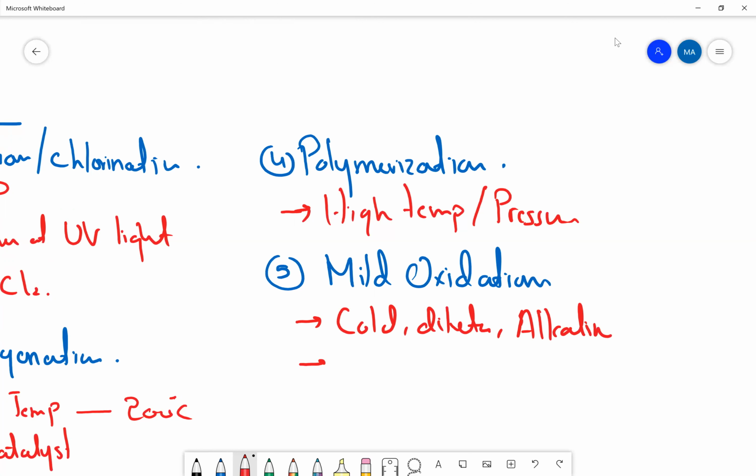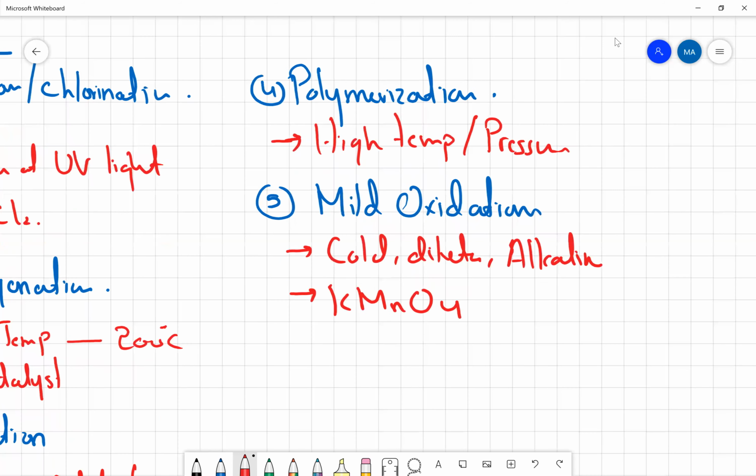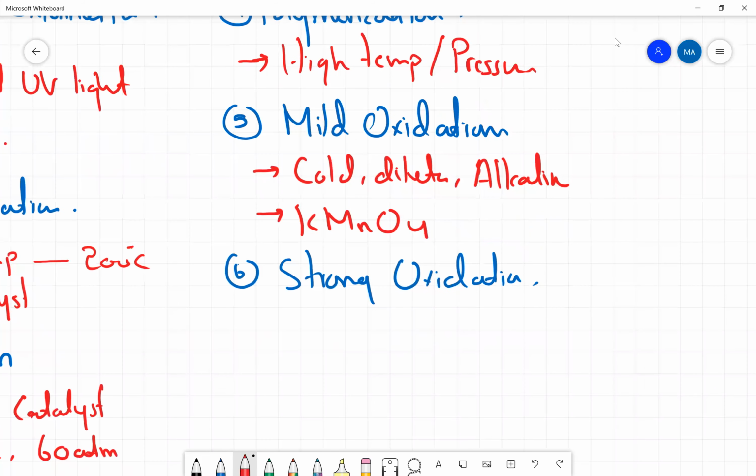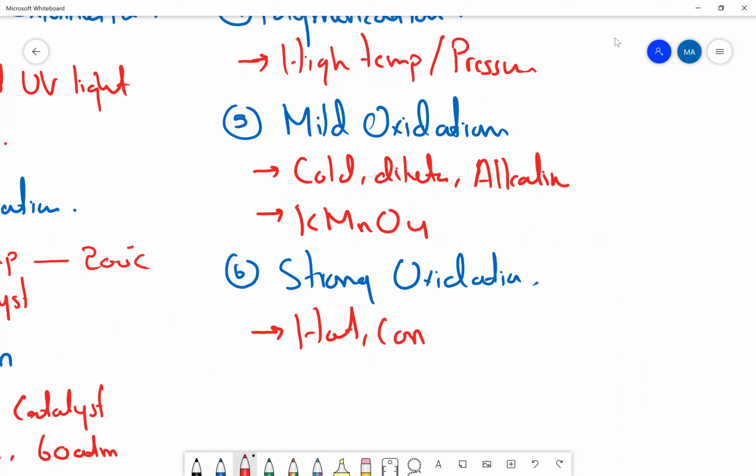And the oxidizing agent is KMnO4. Similarly, for the strong oxidation, the conditions are hot, concentrated, and acidic. And again, KMnO4 is the oxidizing agent.